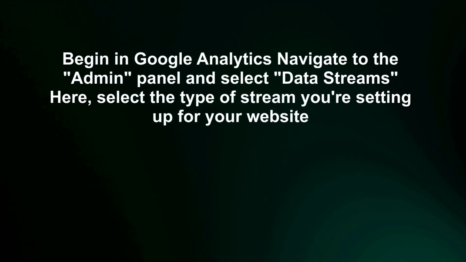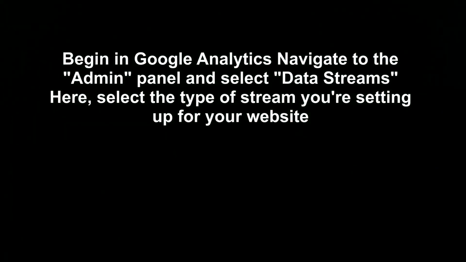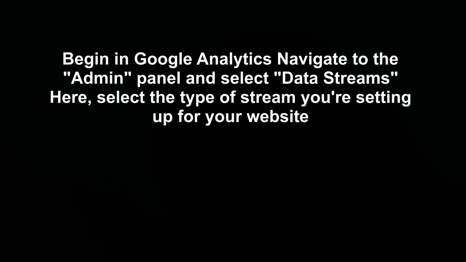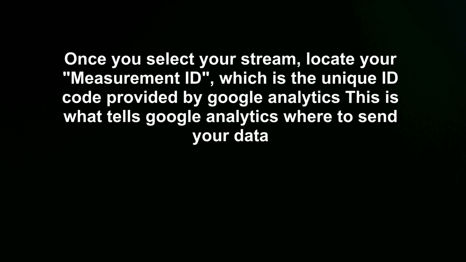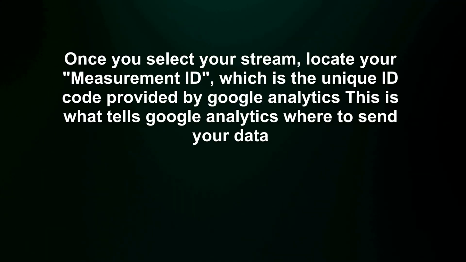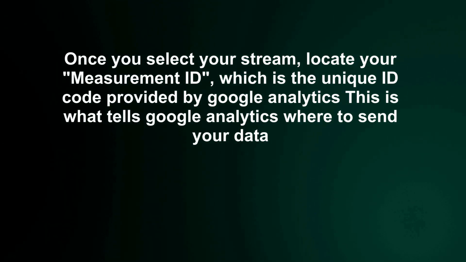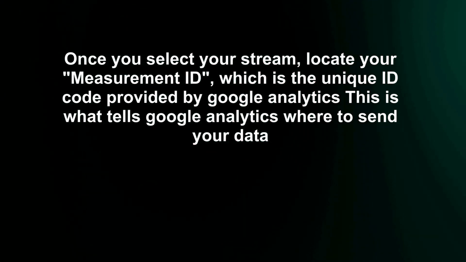Begin in Google Analytics, navigate to the admin panel and select data streams here. Select the type of stream you're setting up for your website. Once you select your stream, locate your measurement ID, which is the unique ID code provided by Google Analytics. This is what tells Google Analytics where to send your data.